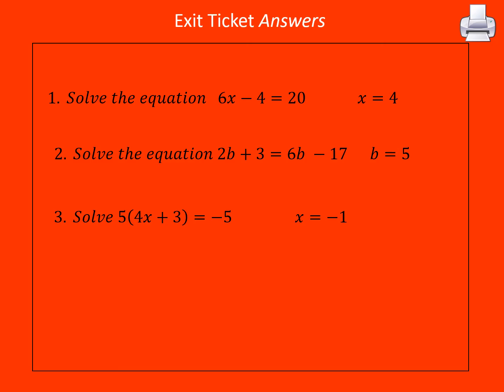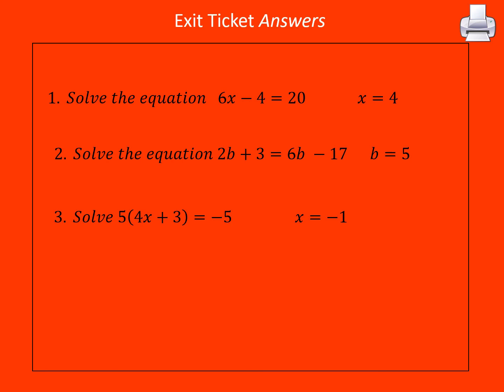Okay, so let's go through the answers for the exit ticket. You were asked first to solve the equation 6x minus 4 equals 20. Therefore, you would add 4 to each side, so you would get 6x equals 24. Divide by 6, x would equal 4.